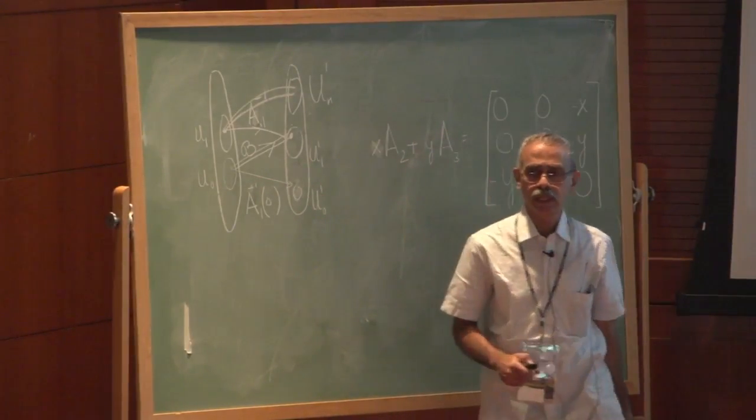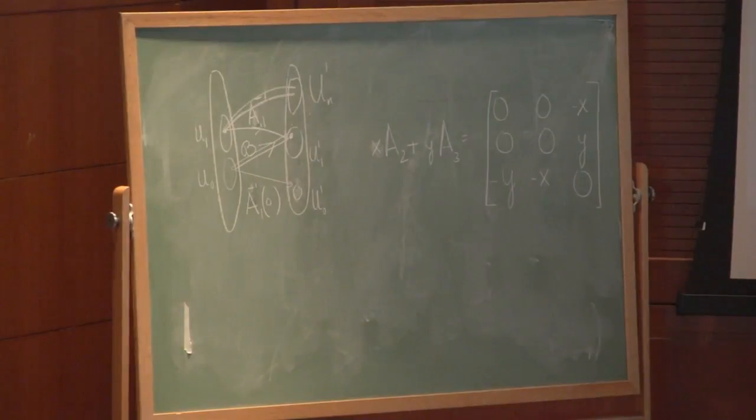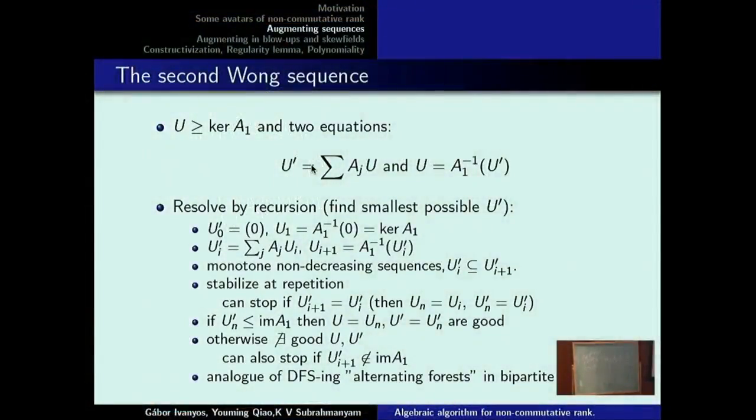The question there was, is U prime guaranteed to be the minimal space that satisfies these conditions? Yes, it will turn out to be the minimal. So if the final stabilized subspace Un prime is in the image of A1, then we are done.